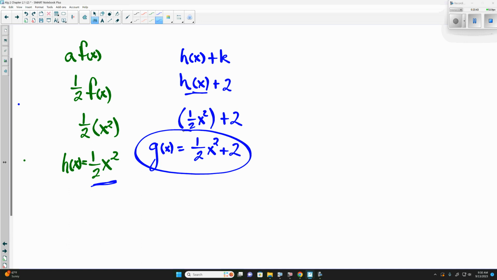Questions on this here? I think we're starting to feel a little more comfortable with these transformations. Again, I say comfortable, not masters, because it takes a while to get used to these here. Questions on any of this here?